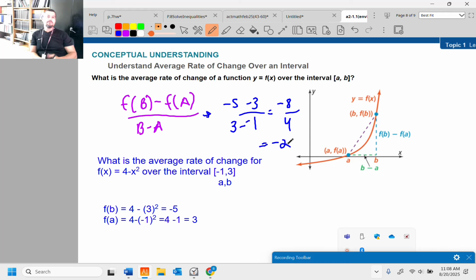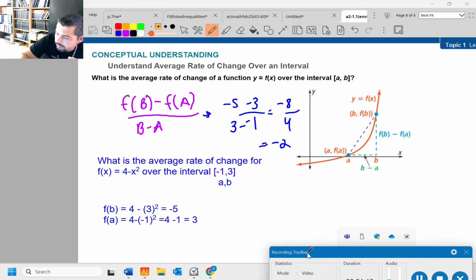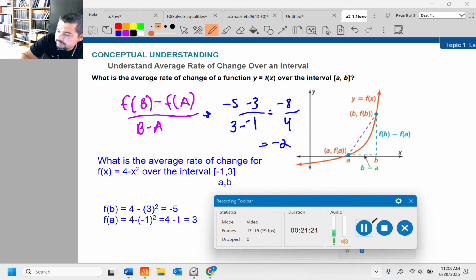So on average, as we move from left to right, from negative 1 to 3 from our x values, the average rate of change is negative 2. And we know that these are parabolas. Okay, parabolas don't have a constant slope, but we have an average slope. And there you go. There is section 1-1. Right now, that's really just for one kid that I've got at home. But if you needed the notes, there you go.